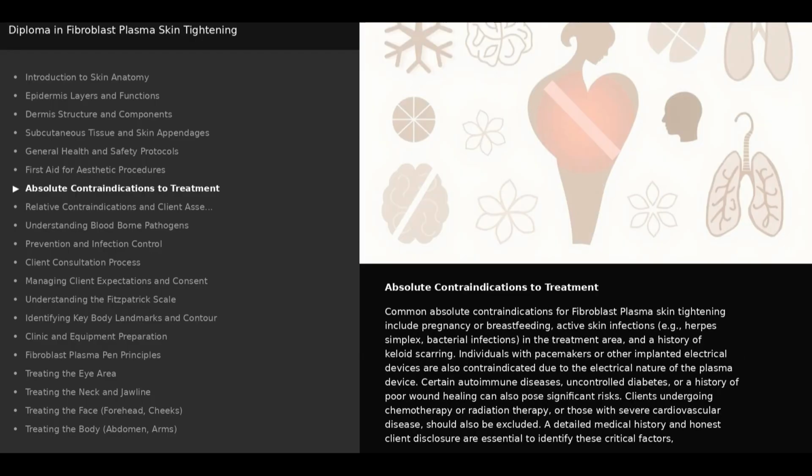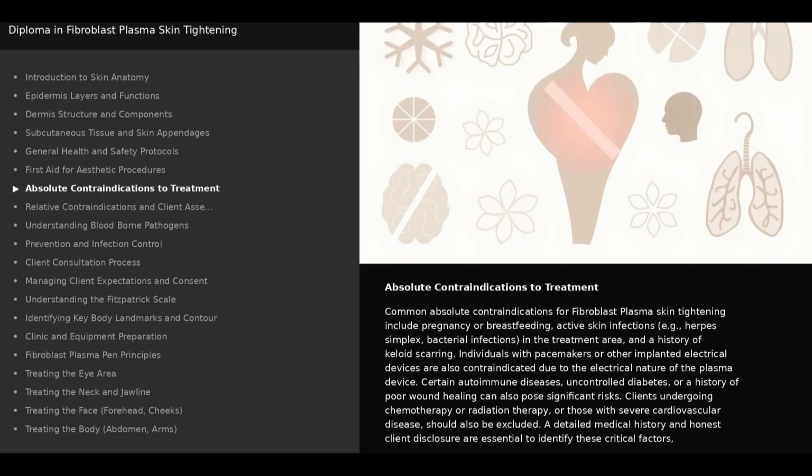Common absolute contraindications for fibroblast plasma skin tightening include pregnancy or breastfeeding, active skin infections, examples herpes simplex, bacterial infections in the treatment area, and a history of keloid scarring. Individuals with pacemakers or other implanted electrical devices are also contraindicated due to the electrical nature of the plasma device.